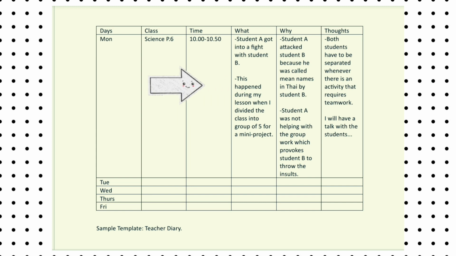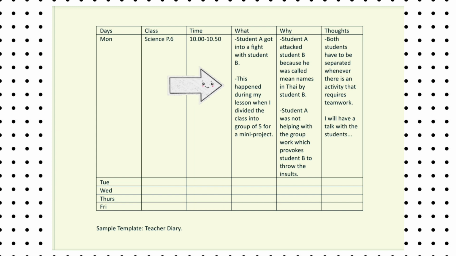What here is referring to the incident that happened in your class. And you have to understand that sometimes in your diary you need not write only negative things. You might equally write positive things that happen in your class, or you may equally use it as a planner for you to plan your lessons in advance. So it doesn't necessarily mean you have to write only the negative things that happen in your classroom. But for the sake of this video, the example here is a fight between student A and student B.